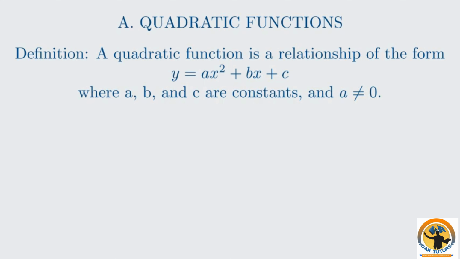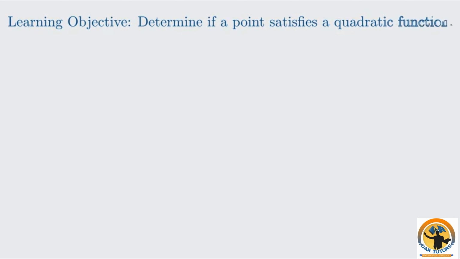The values of a, b, and c determine the specific characteristics of the parabola, such as its width, direction, and position. Our first objective is to understand how to determine if a specific point lies on the graph of a quadratic function. A point (x, y) satisfies a function if, when you substitute its x-coordinate into the function's equation, you get its y-coordinate. Let's work through an example.